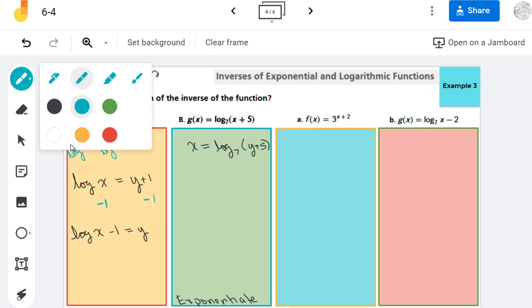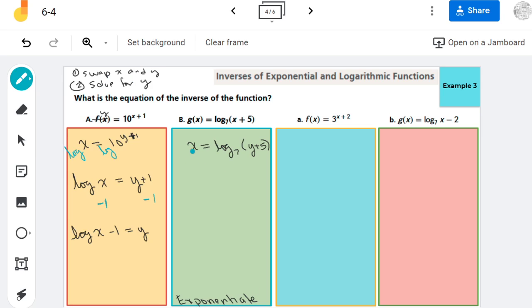And when we exponentiate, what we do is we take each side of the equation and set it as an exponent to the same base. In this case, I'm going to use the base 7 because that will get rid of this logarithm on the right. All right, so when I do this, I have 7 to the x is equal to, the 7 and the log 7 cancel, leaving me with y plus 5. And then to get the y alone, I'm going to go ahead and subtract 5 from each side. So I have 7 to the x minus 5 is equal to y.